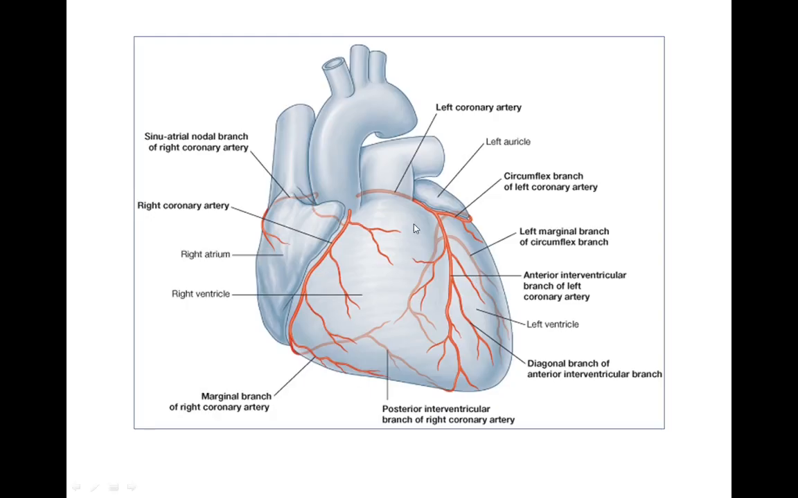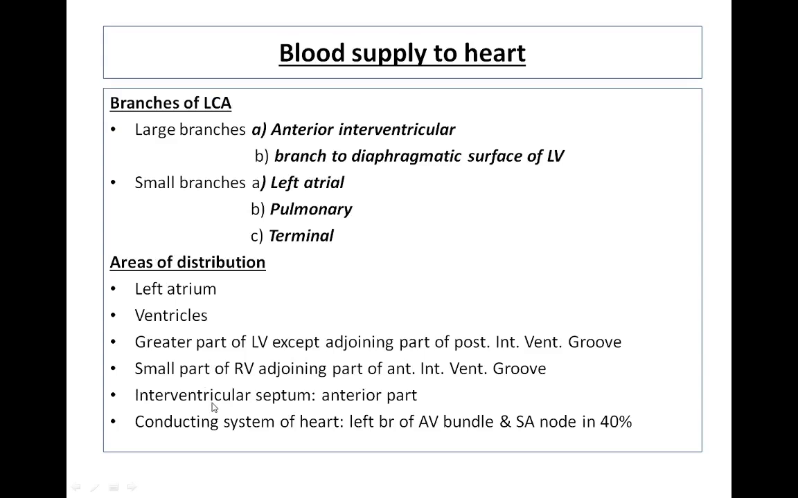Then a small part of the right ventricle. Which part? The part adjoining the anterior interventricular groove is supplied by your left coronary. Clear? Then the interventricular septum. The anterior part of the interventricular septum is supplied by the left coronary, while the posterior part is supplied by the right coronary.